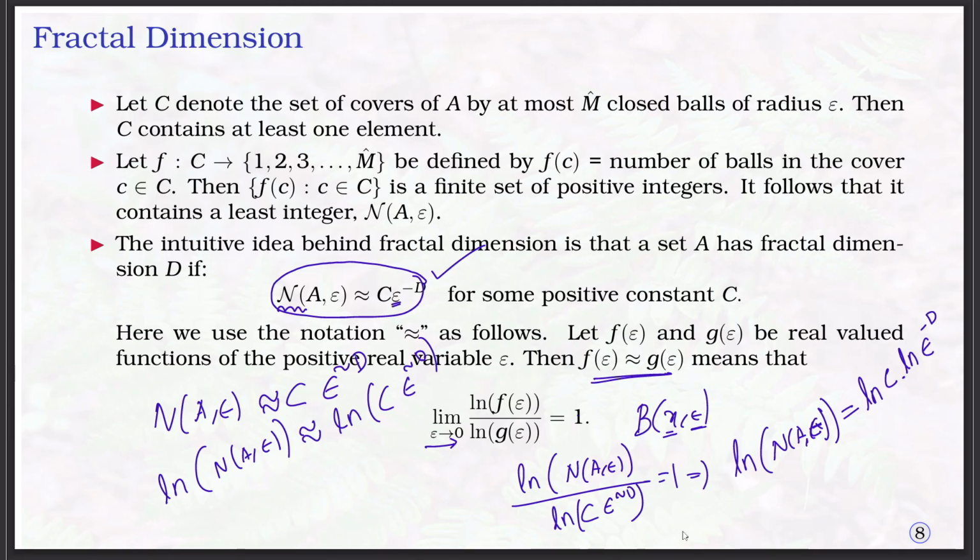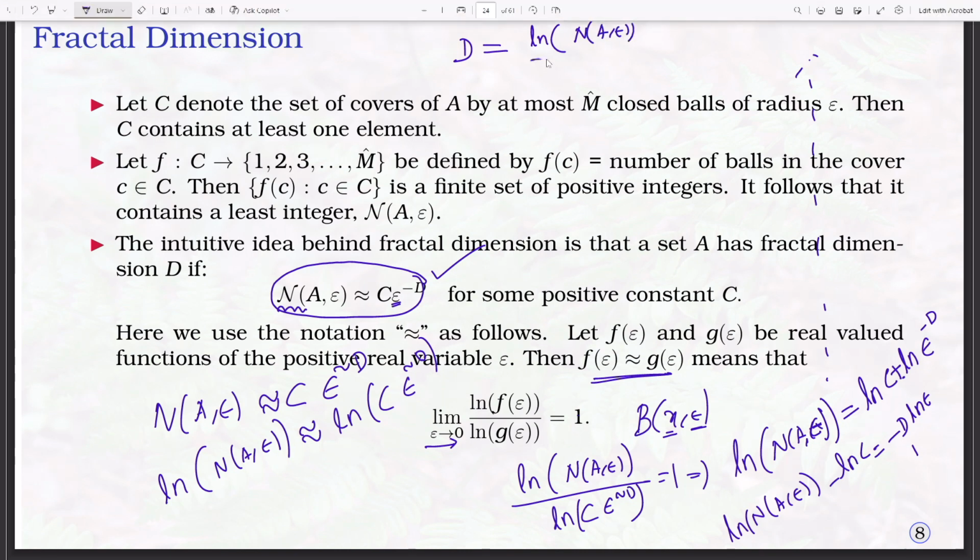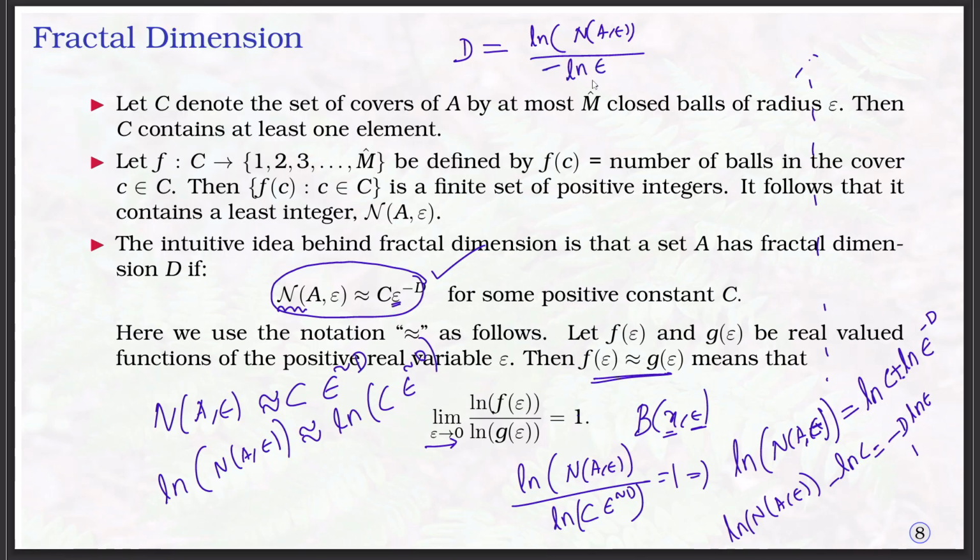As epsilon tends to 0, this can be minus d, and our intention is to find the d value. Since d is in a product, minus d ln epsilon equals ln n of A comma epsilon minus ln C. From here we get d equals ln n of A comma epsilon over ln of epsilon minus ln C over ln of epsilon, and we can make this a plus.